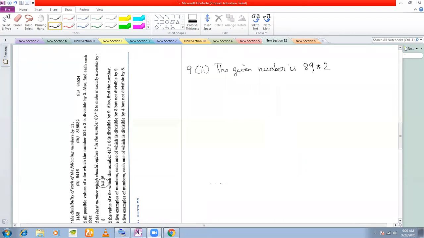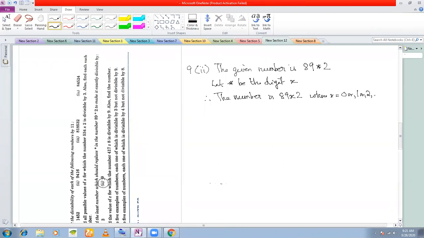Fine. The given number is 89 star 2. Let star be the digit x. So therefore, what is the number? The number is 89x2, where x can be equal to 0 or 1 or 2 and anything between 0 and 9.